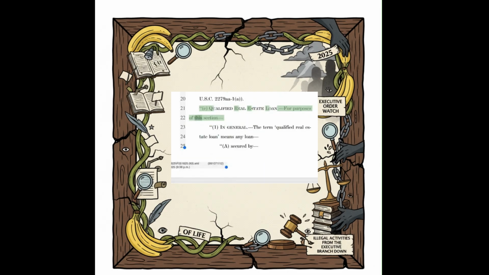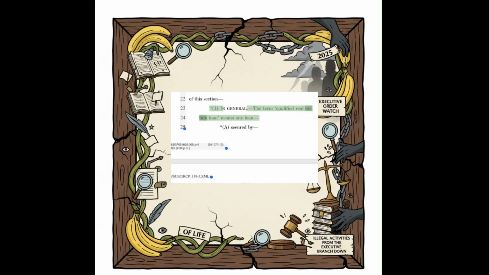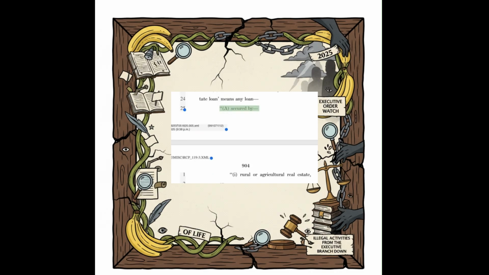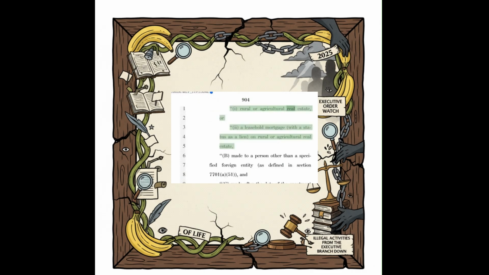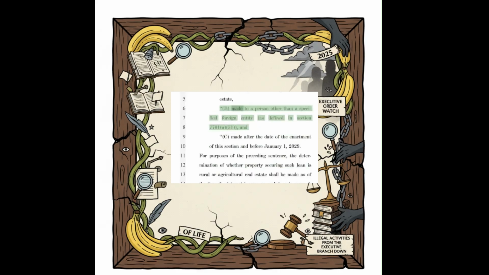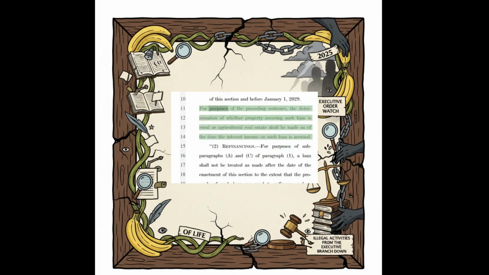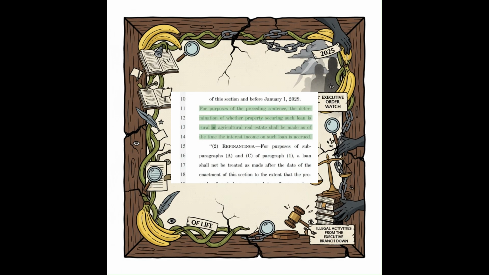QREL for purposes of this section. I. The term qualified real estate loan means any loan secured by rural or agricultural real estate or a leasehold mortgage on rural or agricultural real estate made to a person other than a specified foreign entity and made after the date of the enactment of this section and before January 1st, 2029. For purposes of the preceding sentence, the determination of whether property securing such loan is rural or agricultural real estate shall be made as of the time the interest income on such loan is accrued.